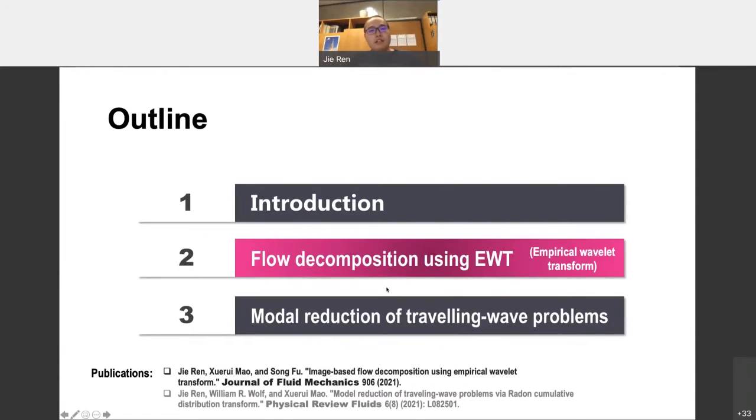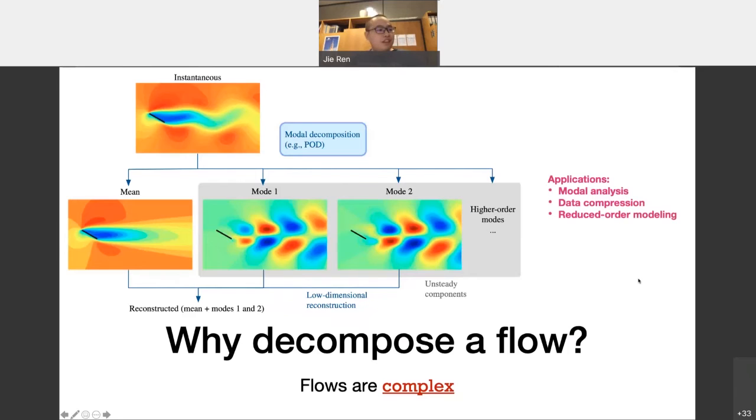So the two topics are already published in two separate papers listed here. The first one is flow decomposition using EWT, where EWT is short for empirical wavelet transform. First, we need to ask a very simple question: why do we need to decompose the flow? The answer is also simple: flows are usually very complex. And by decomposing a flow, we can enable plenty of downstream applications, for example, modal analysis, data compression, and reduced order modeling. These applications all depend on flow decomposition and model reduction.